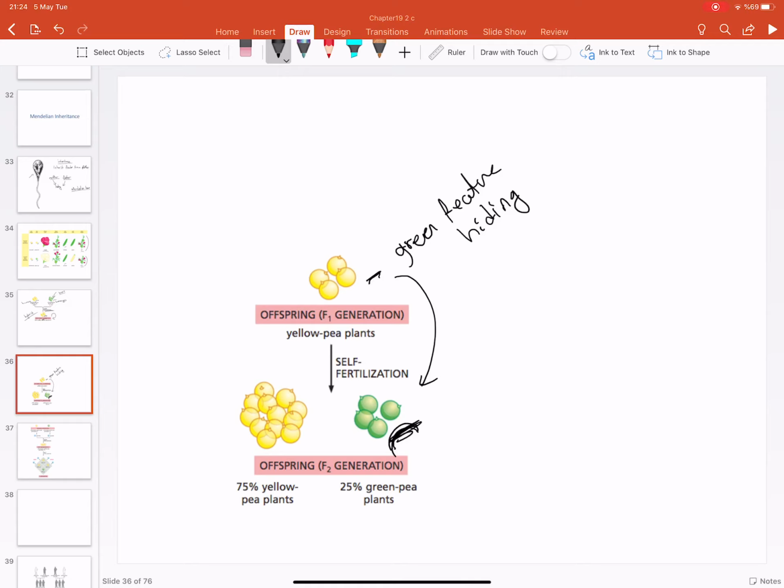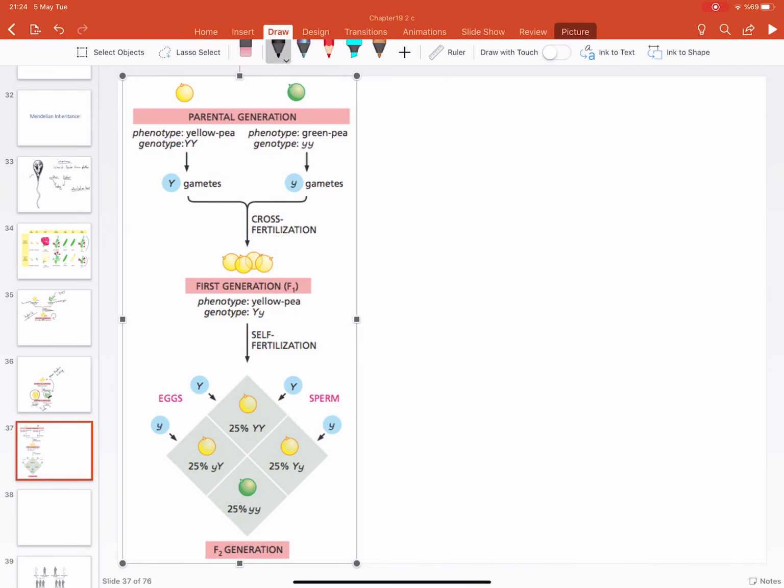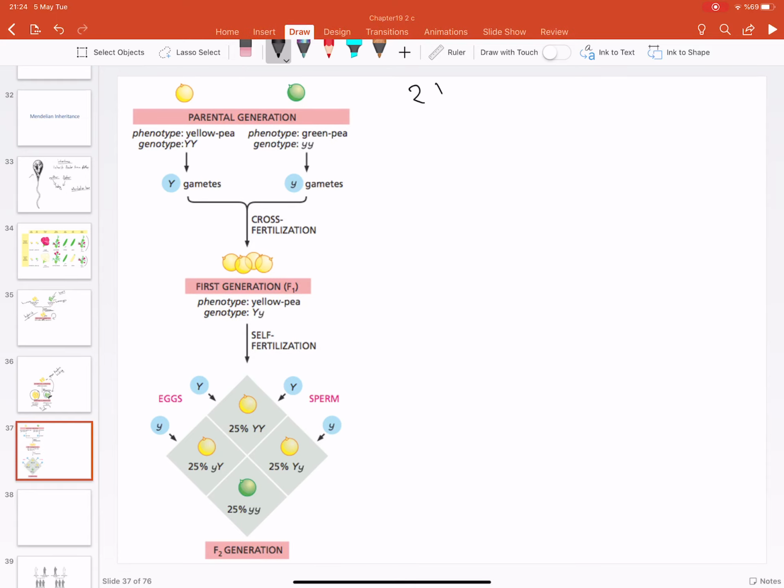And another thing he realized, whenever he does this experiment, he has more yellow and less green. And when he did the maths, he realized it is always 75% yellow and 25% green. So it's a 3-to-1 ratio. So depending on his observation, he said that in every organism, there are two determinants. And these two determinants divide into two in reproduction.